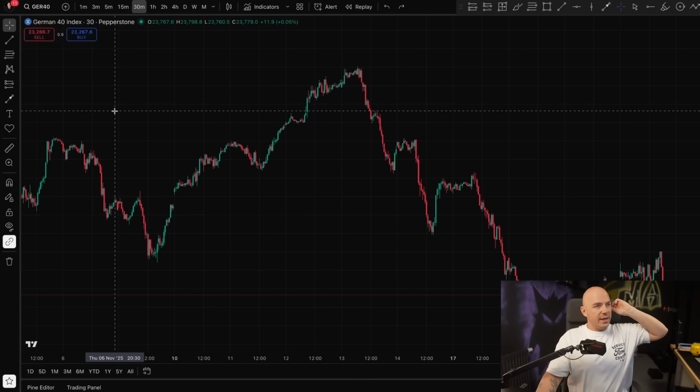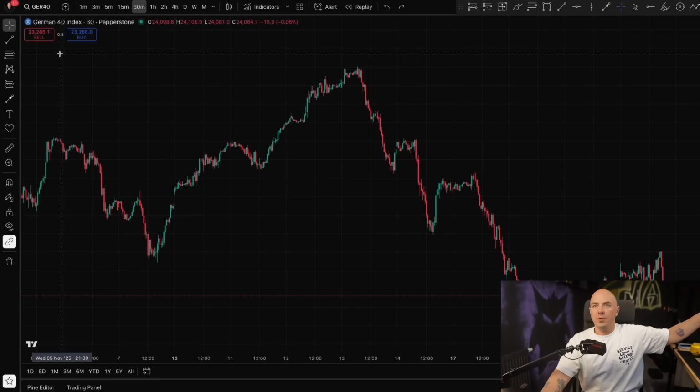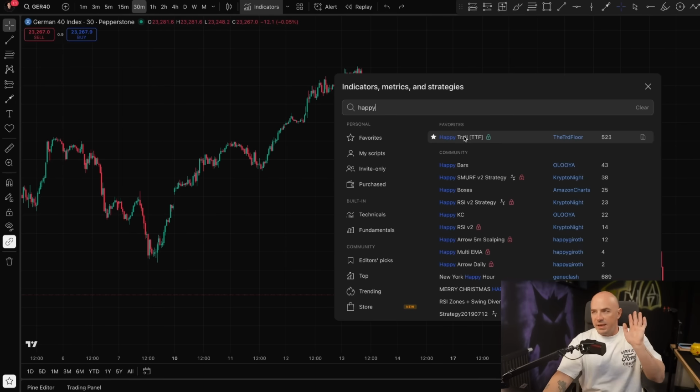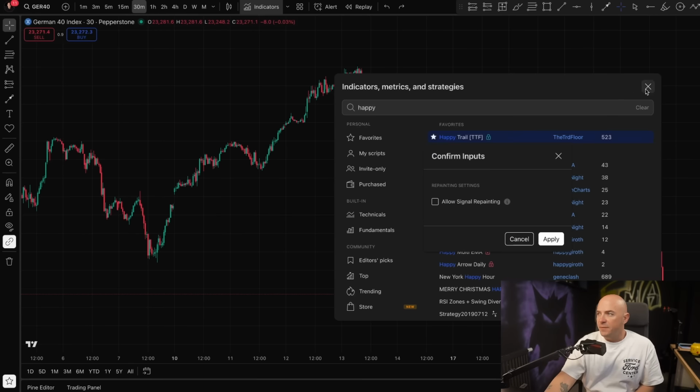Now, one of my favorite indicators lately is a paid indicator. You don't have to use it if you don't want to. Everything that I showed you so far is going to be just enough for you to trade successfully. But it's an indicator called Happy Trail, gives you smiley faces as your buy-sell indicators, allows signal repainting.